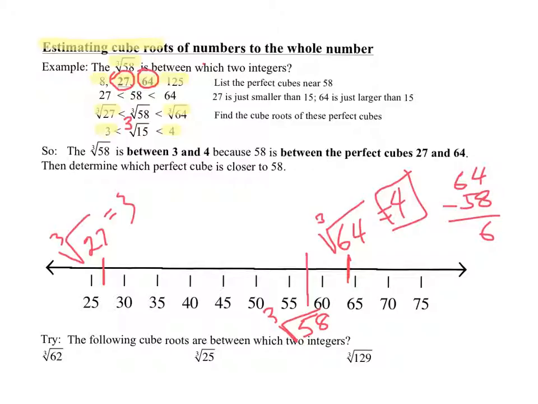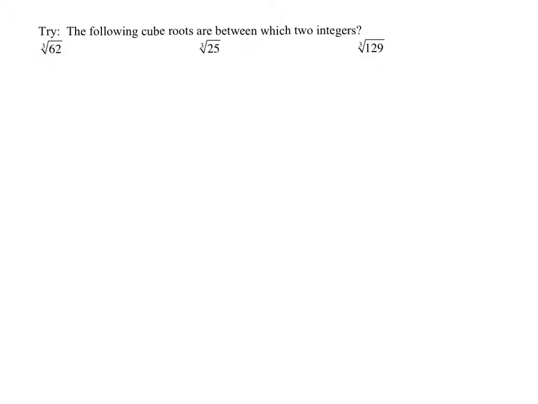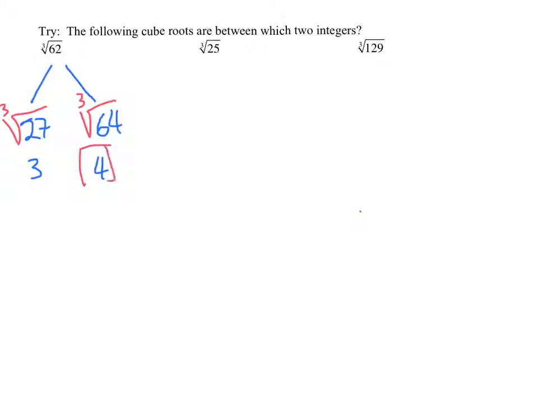You can use subtraction to prove which is closer. Subtracting 58 from 64 leaves 6. Subtracting 27 from 58 leaves 31. So undeniably, 27 is a lot further away from 58. So let's try some of these. The nearest perfect cubes to 62 are 27 and 64. And we will cube root these and come up with answers of 3 and 4. And 4 is closer, so it wins.